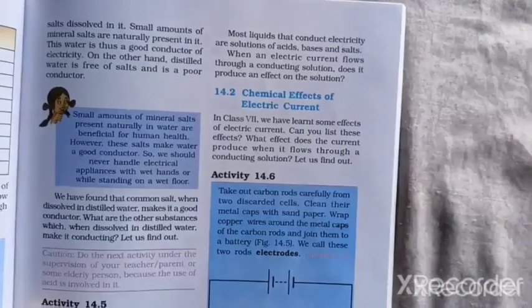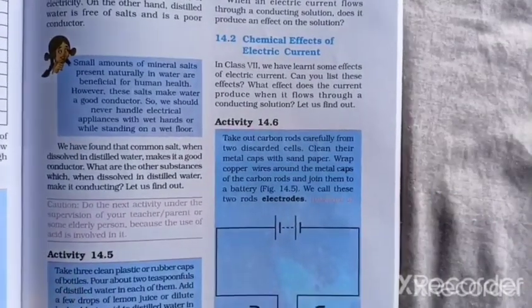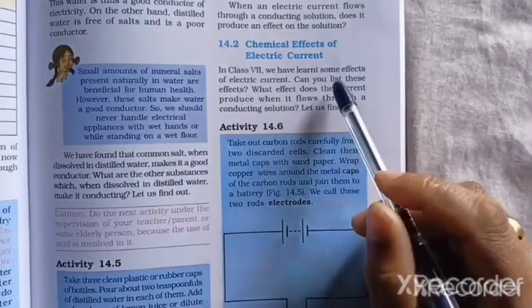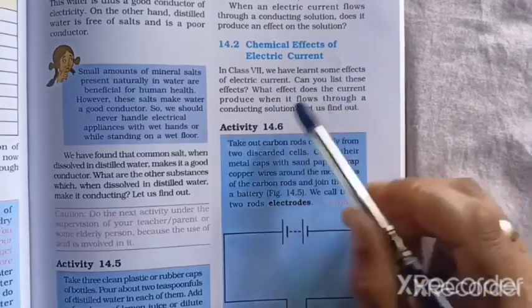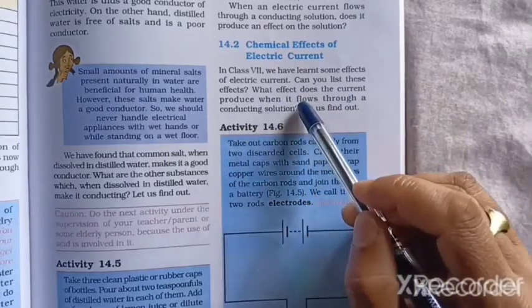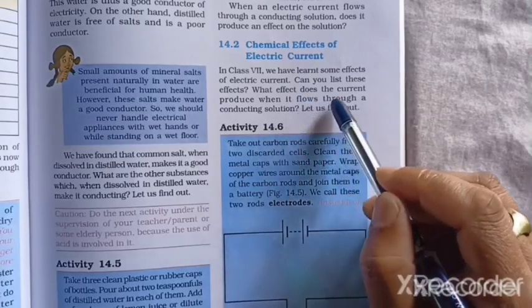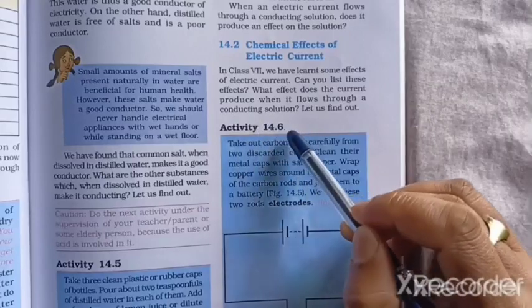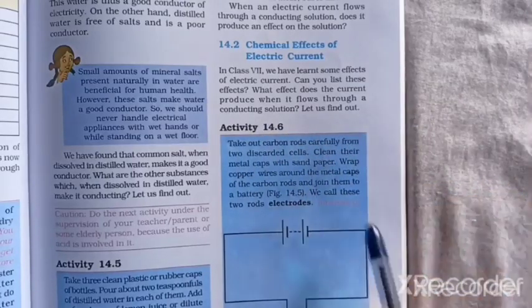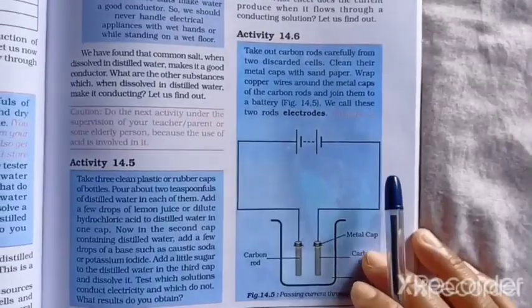In class 7 we have learned some effects of electric current. Can you list these effects? What effect does the current produce when it flows through a conducting solution? Let us find out. Activity 14.6.